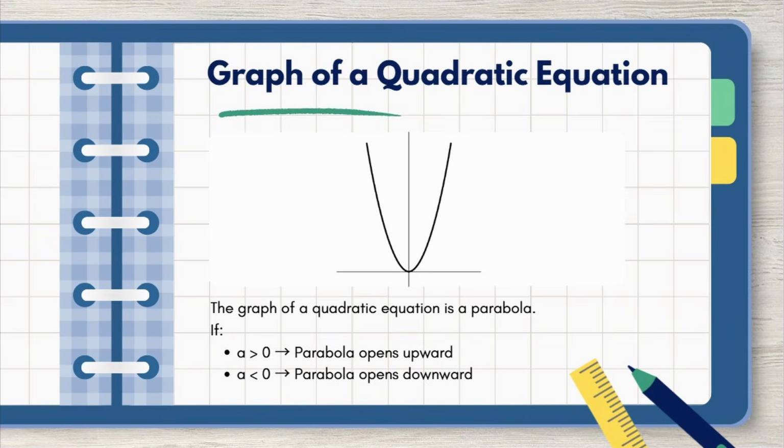Graph of a quadratic equation. It forms a specific curve called a parabola. If the value of a is greater than 0, the parabola opens upward. If the value of a is less than 0, the parabola opens downward.